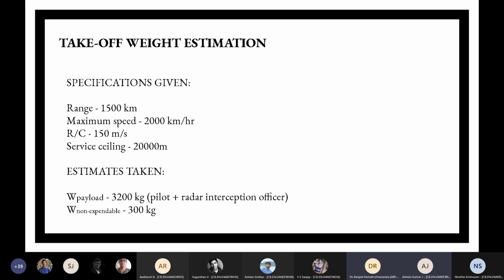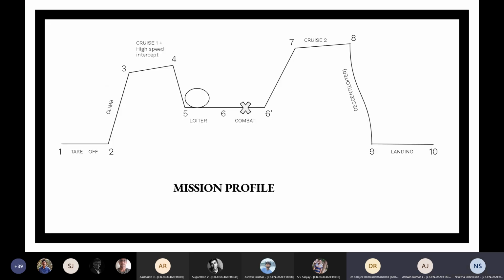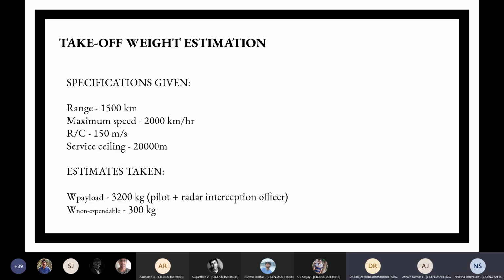Show me your mission profile, then we will see. It's the simple one. Okay, you are dropping weapons and all that, so it may be a bit complicated. Sir, I've taken that to be the worst case scenario, only one mission profile, which includes combat. What I thought was, whether the combat is necessary. Okay, it's good.